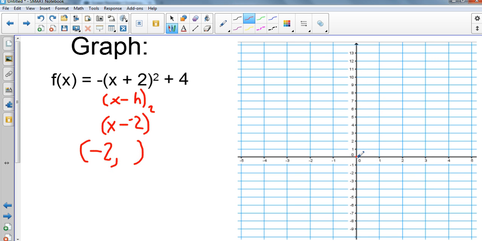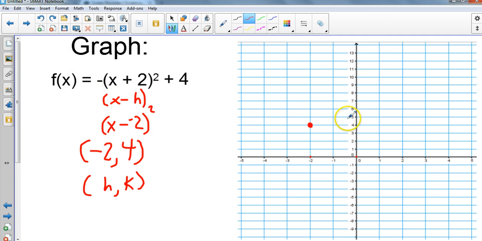Because we went from 0, 0 on the parent function, now we're translating 2 units to the left, so the vertex goes to negative 2. And then the plus 4 is our k. It tells us the whole graph is going to move up 4. So our vertex is always going to be at our h, k relationship. So the graph went 2 to the left and up 4, so the vertex ends up here at negative 2, 4. Okay? So then all we have to do is take a look at our a.